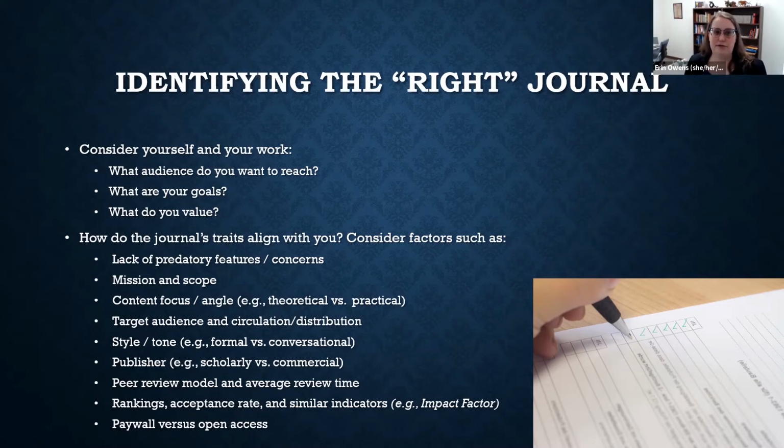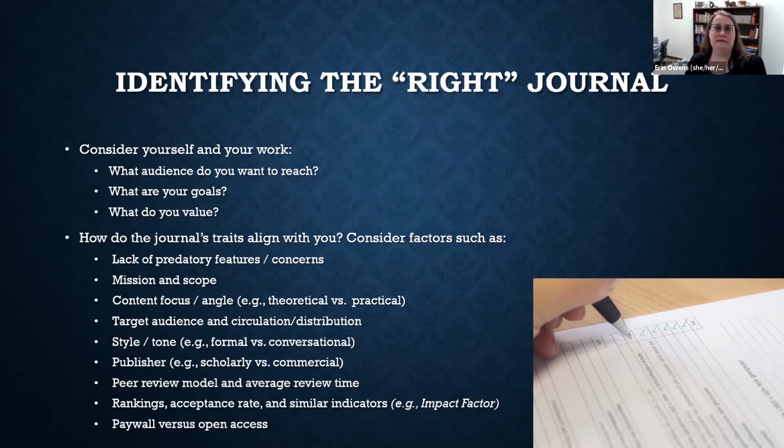Some of the factors we would look at are listed here. The first one simply being a lack of predatory features, which sounds a little more straightforward than it is sometimes. I am making these slides available to you after the session. I'll send them out. And part of what's included in here are links to some checklists for evaluating potentially predatory journals. So that would be really the first step, is just making sure that what you're looking at is a legitimate, credible journal. Beyond that, looking at the mission and the scope.